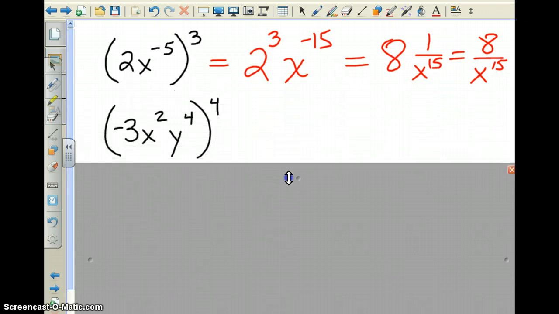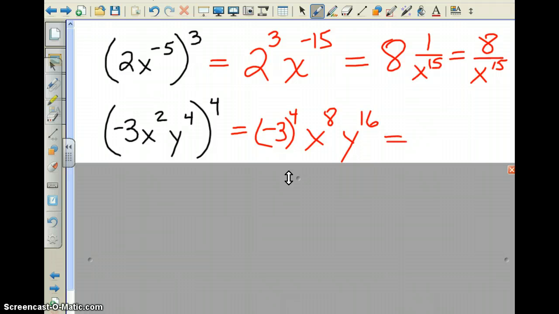Next one, negative 3 x squared y to the fourth, all to the fourth. So I'm going to have a negative 3 raised to the fourth power. And then my x, I'm going to have a 2 to the fourth, or 2 times 4, which is 8. And my y's are going to be a 4 raised to another 4, which will make 16. And now as I simplify this, negative 3 to the fourth power makes positive 81. x to the 8th, y to the 16th.